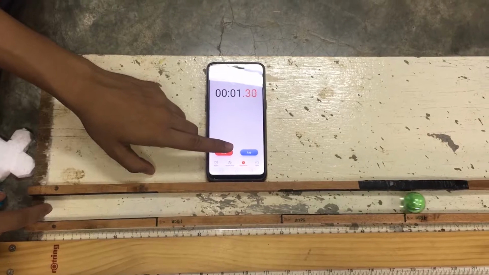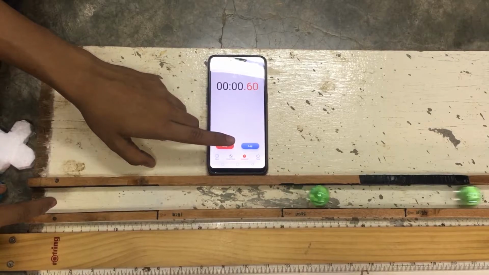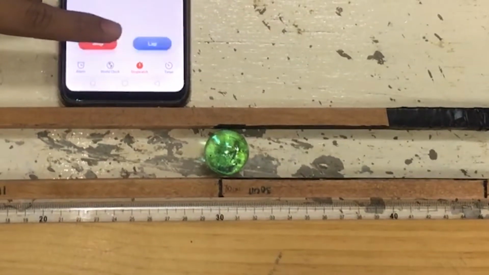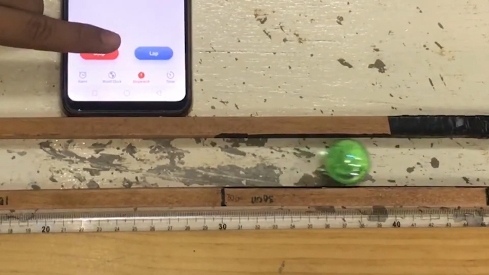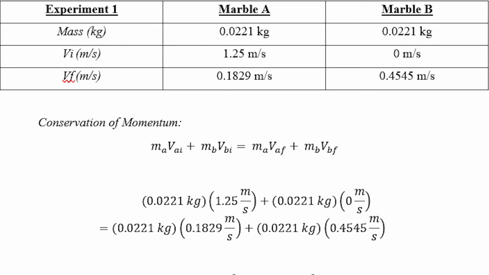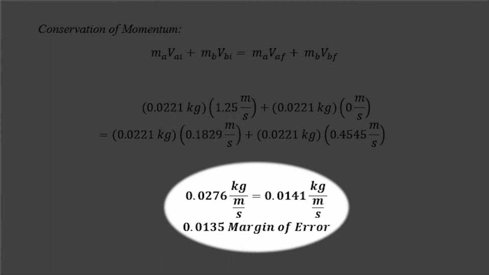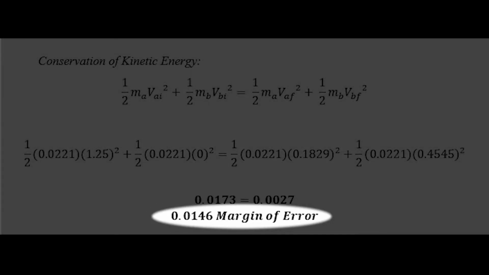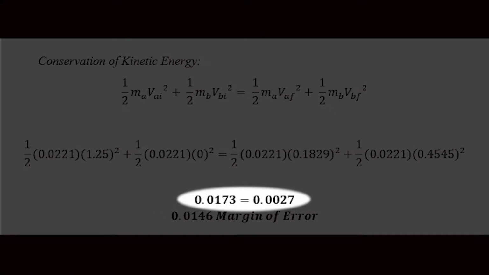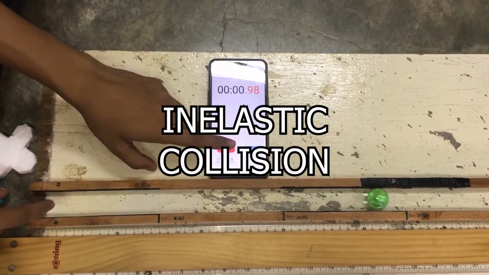In experiment 1, we used 2 marbles of the same mass. One marble was at rest, while the other one was rolled toward the resting marble. After the collision, marble B was no longer at rest, while marble A had a slower velocity after the collision. From the calculations of the results in experiment 1, we can say that the momentum was conserved with a 0.01 margin of error. Kinetic energy was also conserved with a 0.015 margin of error. However, the values for the conservation of kinetic energy were not close to equal. From this, we can assume that the collision of marble A and B is inelastic.